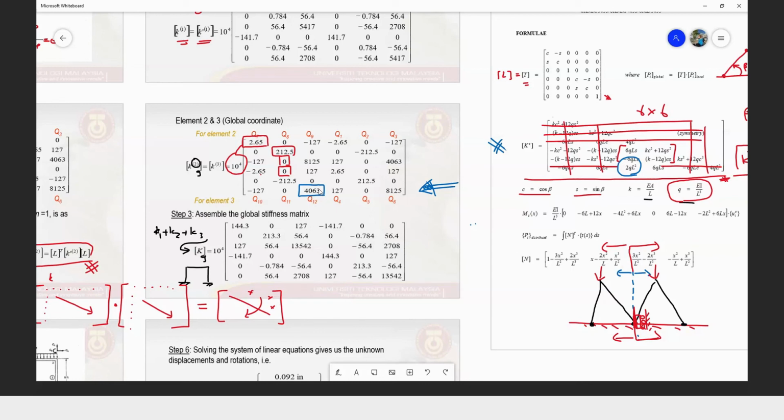Kalau kita solve the transformations of the metric from the local to the global, kamu dapat result dia macam gini. Kalau kamu pakai the equation yang kita supply dalam separate document pun kamu akan dapat result yang sama.